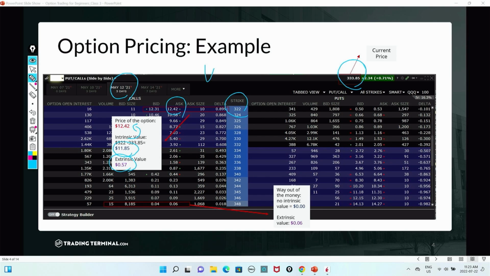And in this case, for this option that is so far out of the money, the price is 6 cents. There is no intrinsic value in this option, and all of this 6 cents is coming from the time, the volatility, and things of that nature.